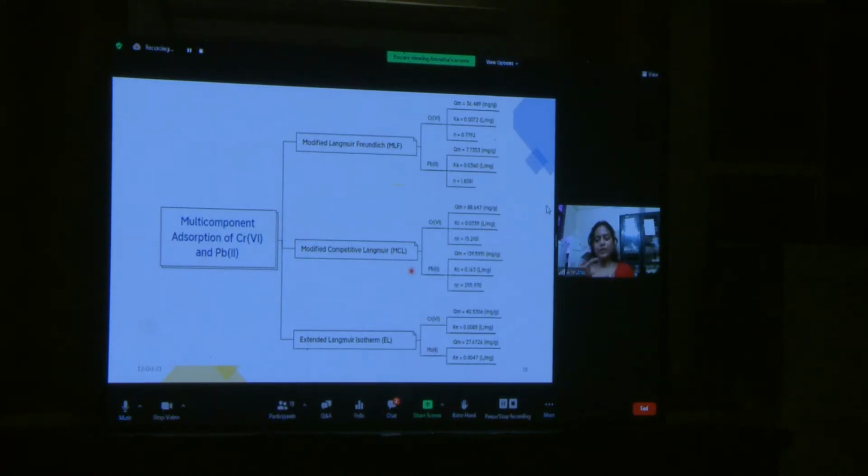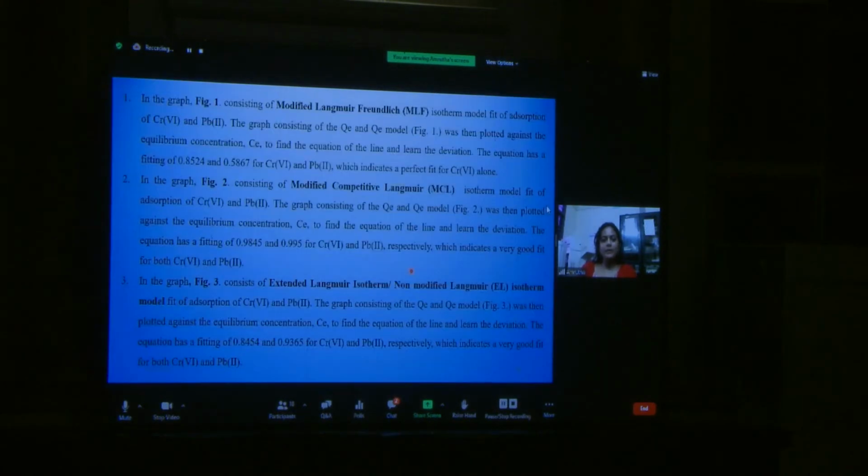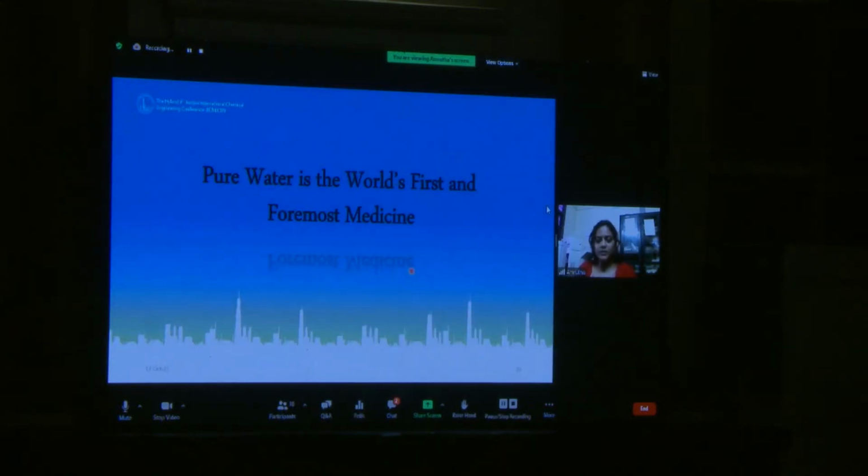And the Langmuir and Freundlich isotherms are basic models for all the models. So if one is dominant or a good fit, then the other should be analyzed, or its assumptions should be taken and considered. And these are the values I got. Thank you. These are some of the references.